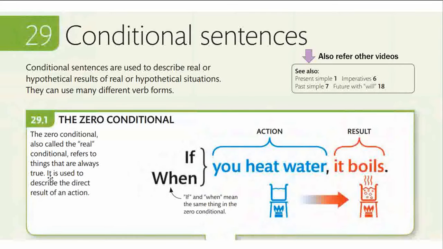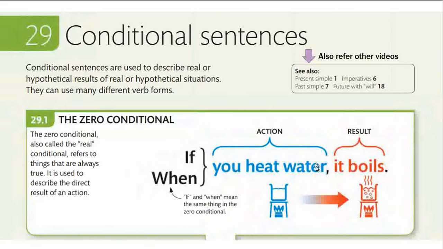Always true in the sense, for example, in science, if you were to heat water in order to boil it, definitely if you switch on the heat, the water will begin to boil. So it is a real situation. It is used to describe the direct result of an action. Let us see the example that we have before us. If you heat water, it boils. When you heat water, it boils.